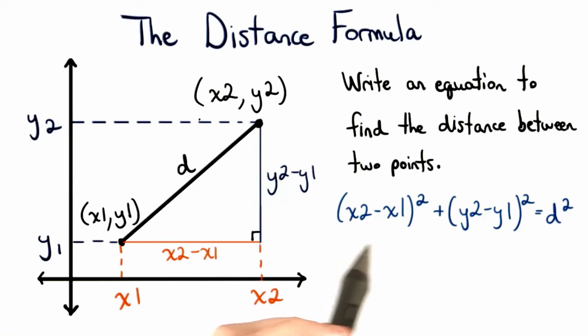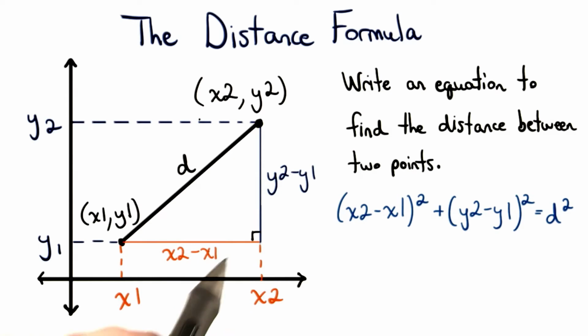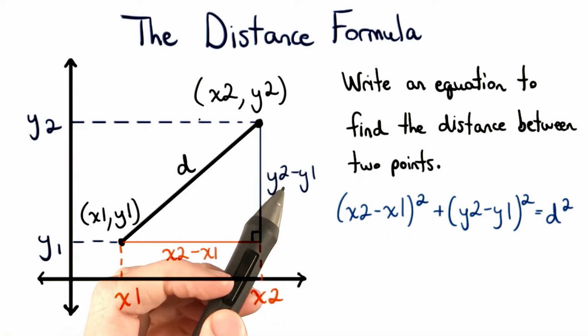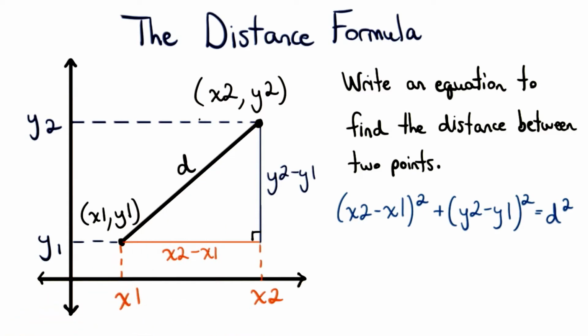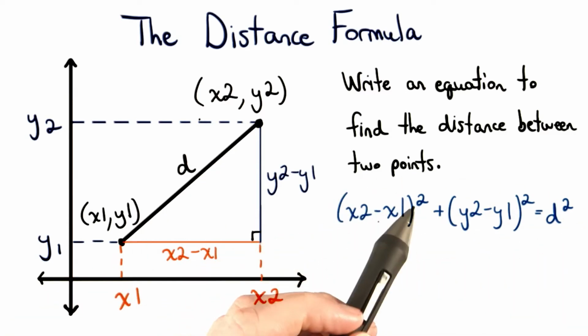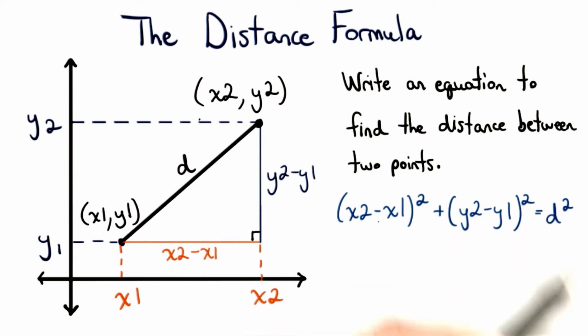One possible answer is this equation. We're going to square this leg of the triangle, add it to the square of this leg of the triangle, which is equal to d squared, our hypotenuse. This is really just the Pythagorean theorem. We have a number squared plus another number squared equals the hypotenuse squared.